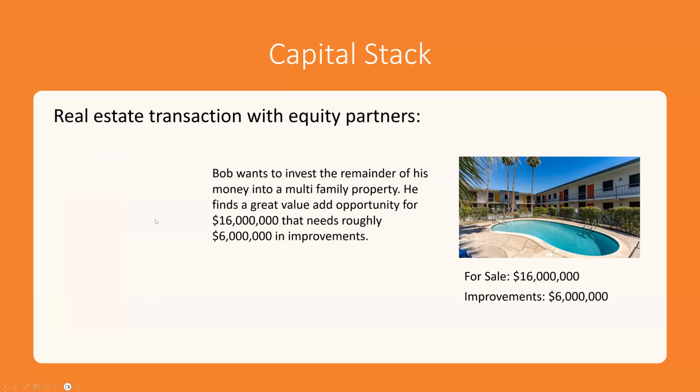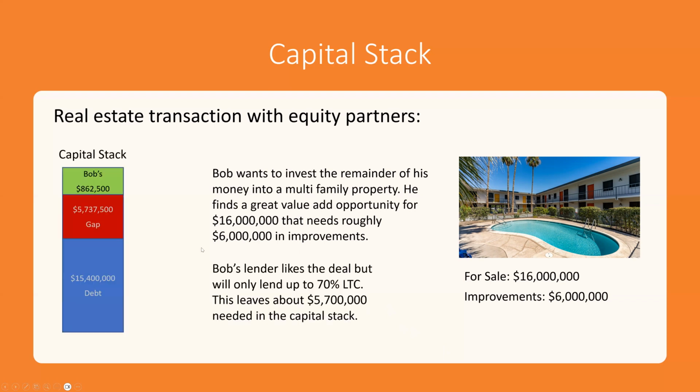So now if we have a real estate transaction with equity partners, Bob wants to invest the remainder of his money into a multifamily property. He finds a great value add opportunity for 16 million that needs roughly 6 million in improvements. So he's found this property for sale. Hard to believe that thing needs 6 million in improvements. It looks pretty clean, but bear with me here.